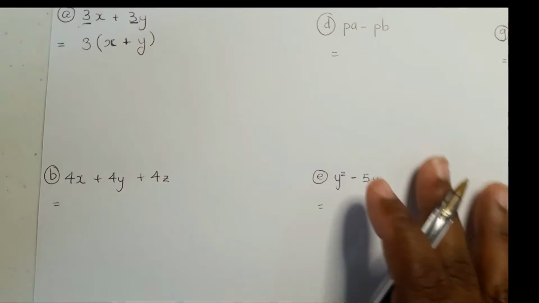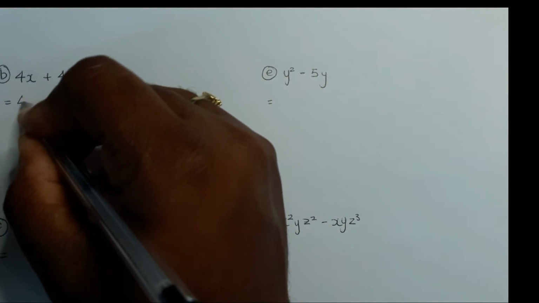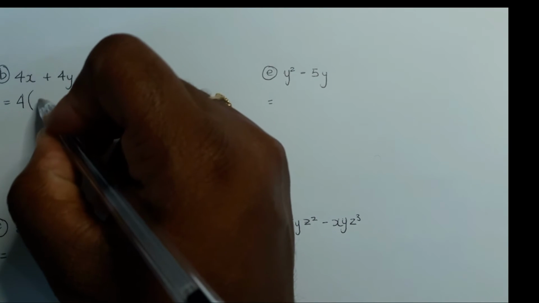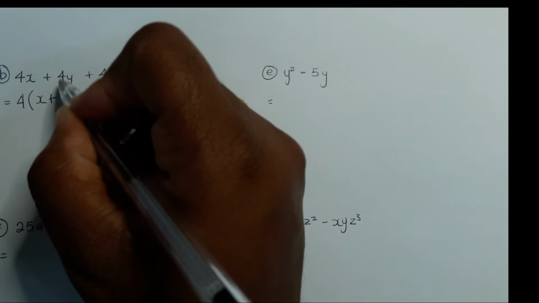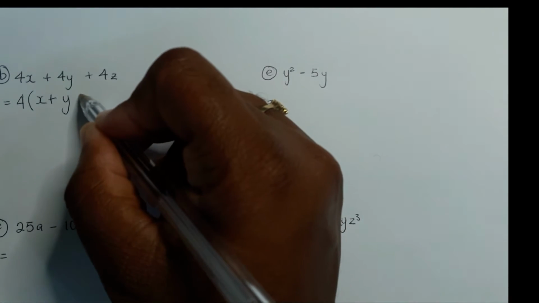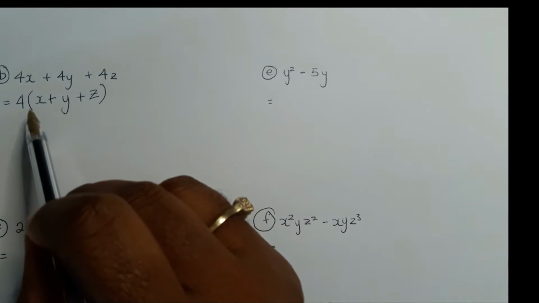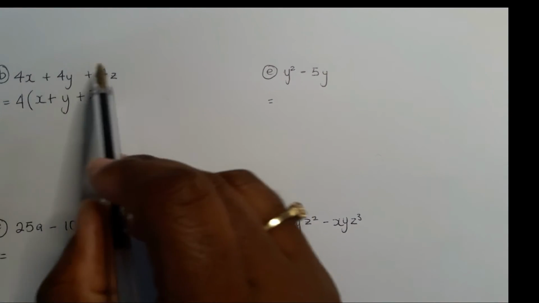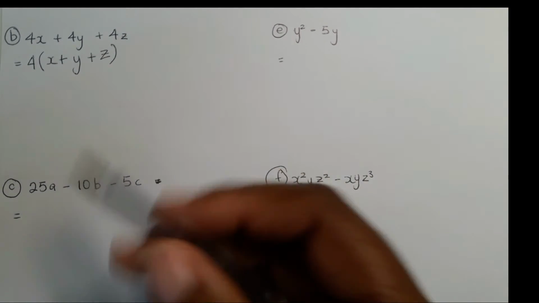And what is the like term? Correct. The like term is 4. So we could put 4 out here. 4 times what gives you 4x? X. 4 times what gives you 4y? Y. 4 times what gives you 4z? Z. If you think about it, whatever you do here should give you back the same answer up here when you try to simplify or remove the brackets.